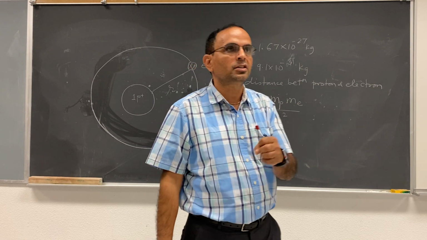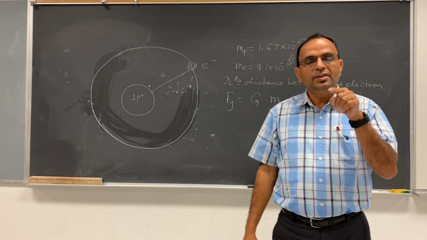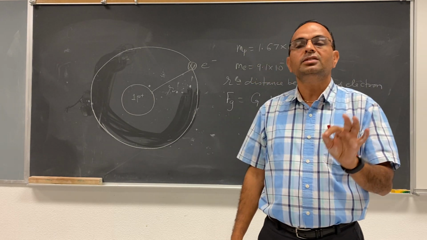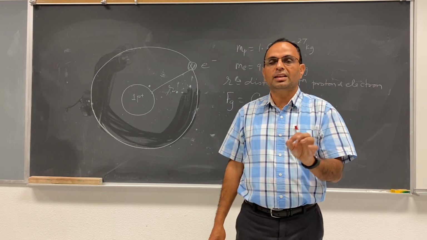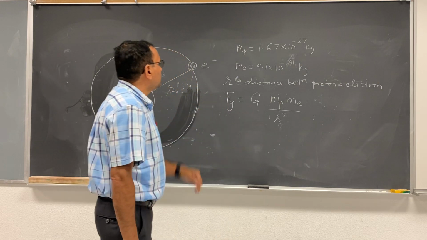You can do a Google search or you can look at the textbook. I think it is 0.53 times 10 to the power negative 10 meters. But please check that, okay, 0.53 times 10 to the power negative 10 meter, that is r. But please check the number. So this is the gravitational force.